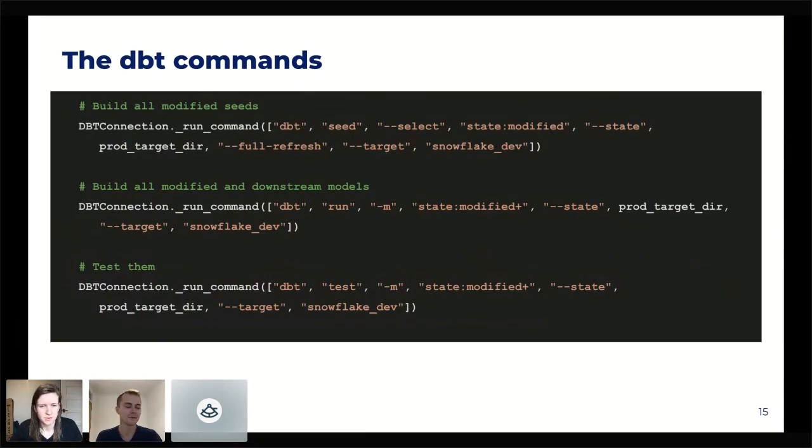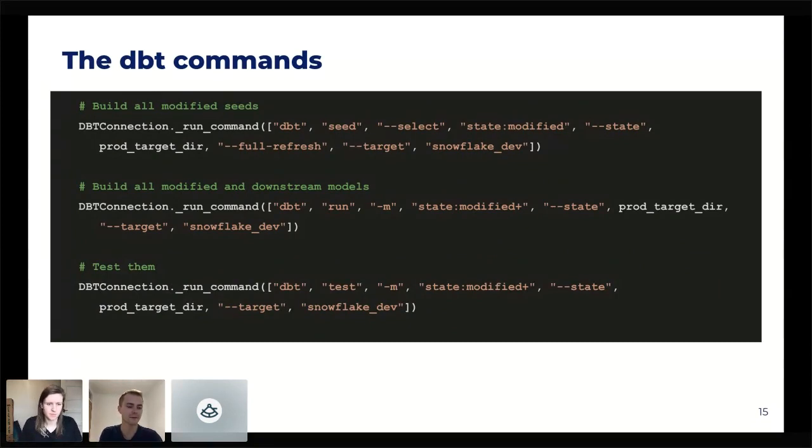So we do the seed, then we do the run with the modified and downstream models. And then finally, we test, again, all of our modified and downstream models. So that is efficient CI running the bare minimum while ensuring comprehensive testing, which can minimize our build time and maximize our iteration cycles.